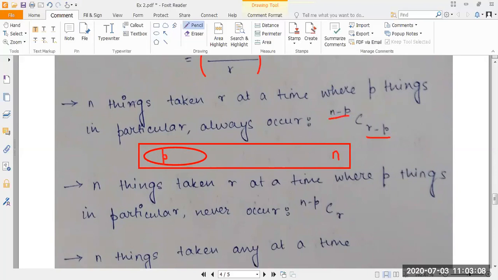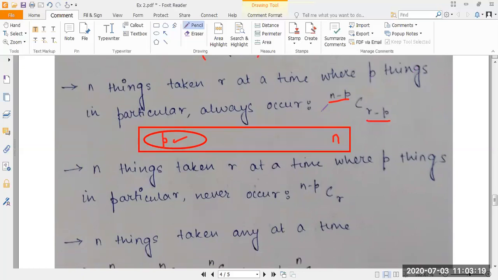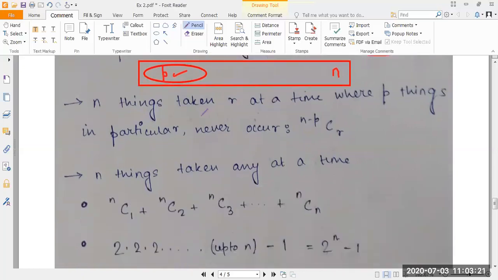So that is basically the expression for n things taken r at a time where p things in particular always occur. These particular things always occur, and I just need to choose r minus p things from the remaining n minus p things.